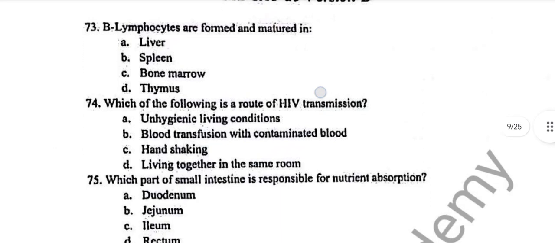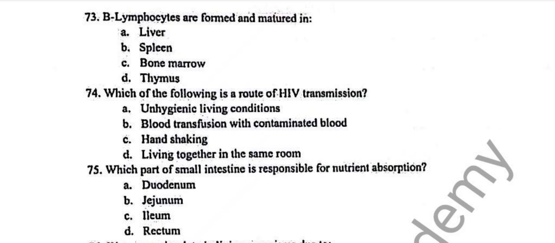Question number 74. Which of the following is the route of HIV transmission? A. Unhygienic living conditions. B. Blood transfusion with contaminated blood. C. Handshaking. D. Living together in the same room. And the correct option is B. Blood transfusion with contaminated blood. HIV spreads through infected blood and body fluids.